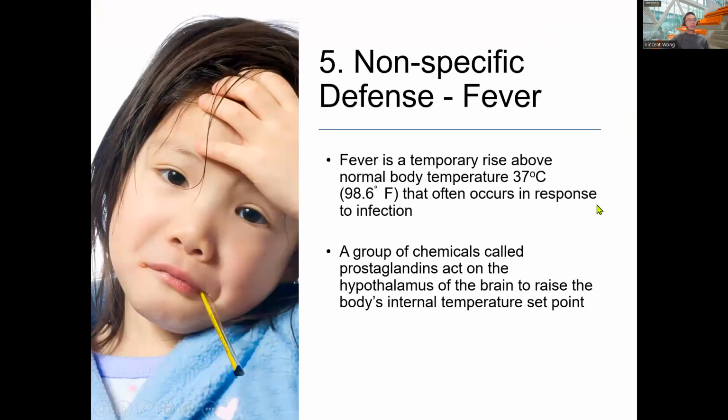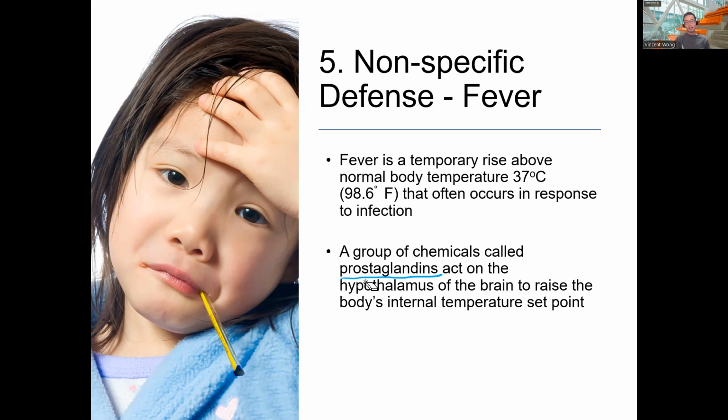And the last non-specific immune defense is fever, right? So fever is a temporary rise in body temperature. Our normal body temperature is 37 degrees Celsius, or if you use Fahrenheit, 98.6. And usually when you have some kind of fever going on, it means you're infected with something, right? There is low-grade fever, there's high-grade fever, but generally speaking, if you have a fever, it means you're infected with something. And there is a group of chemicals called prostaglandins, okay?